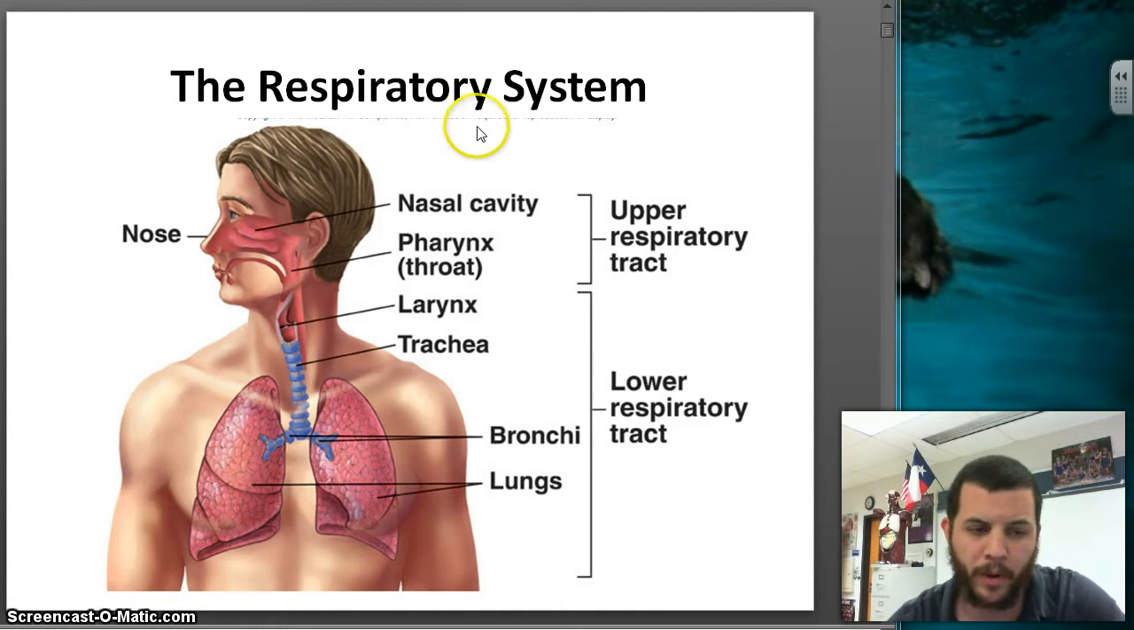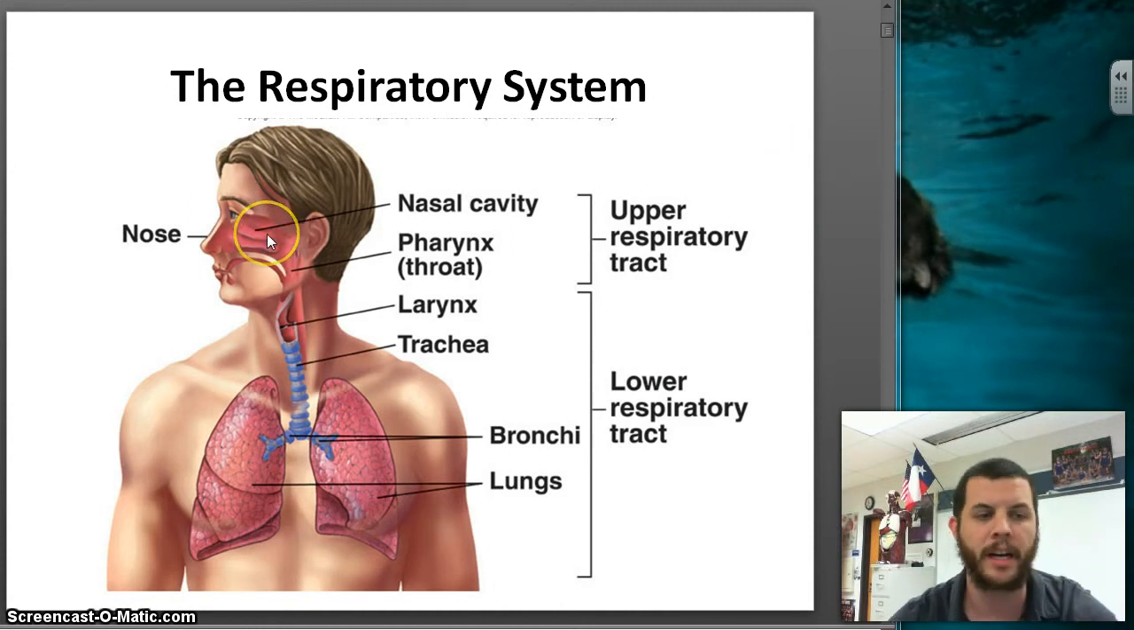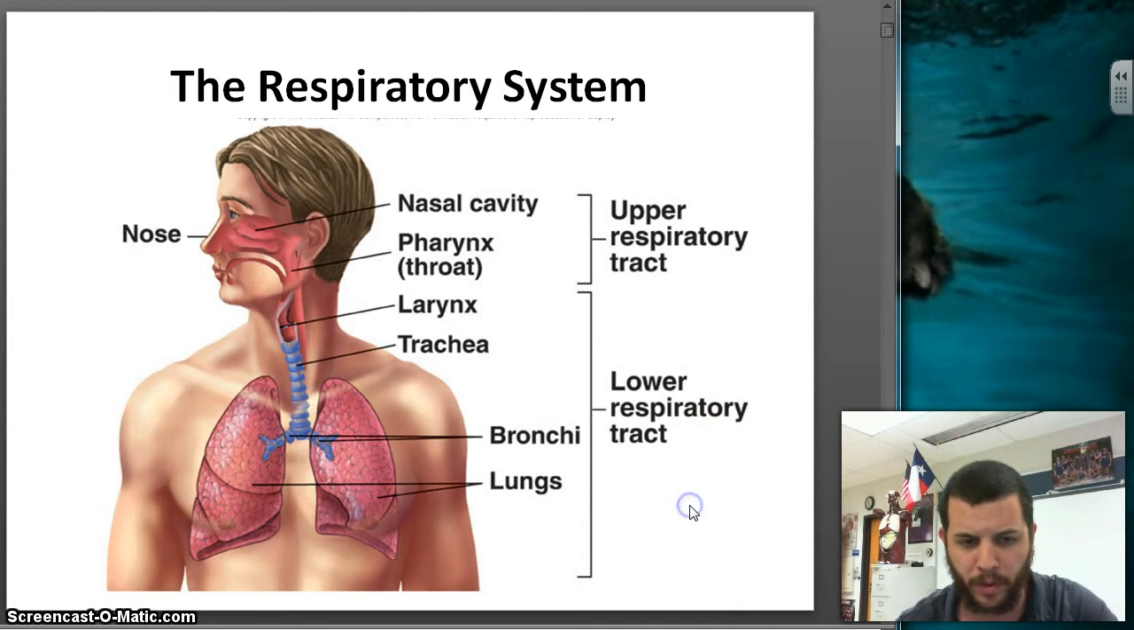So the first couple things I want to take a look at, we've got the upper respiratory tract and the lower respiratory tract. We've heard of the upper respiratory tract before when you hear about getting an upper respiratory tract infection. That's going to include things like your nose, your nasal cavity, your pharynx, so on and so forth. That's going to be your upper respiratory system. Everything else is going to be considered part of the lower respiratory system.